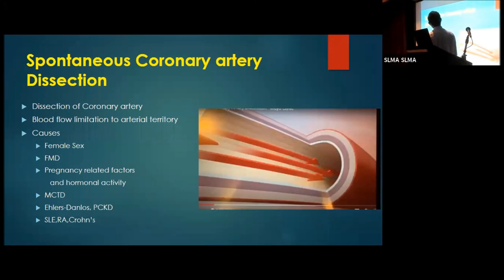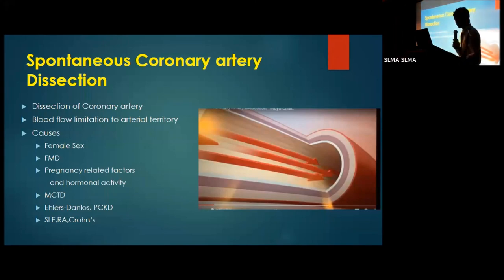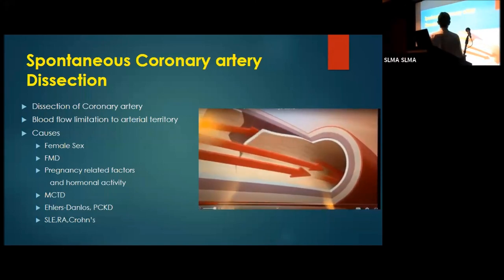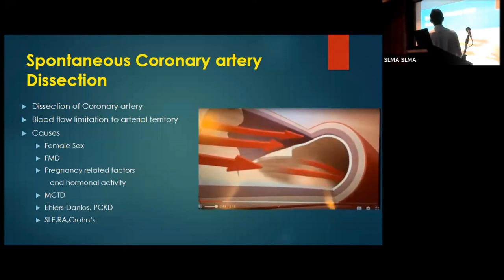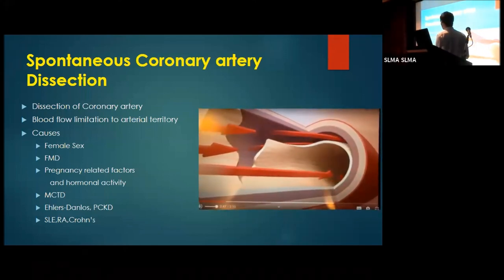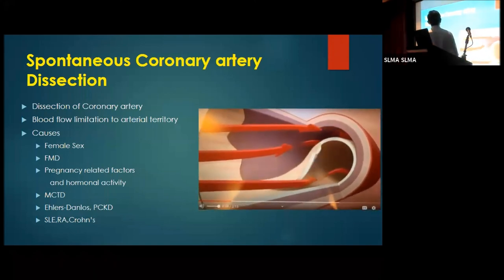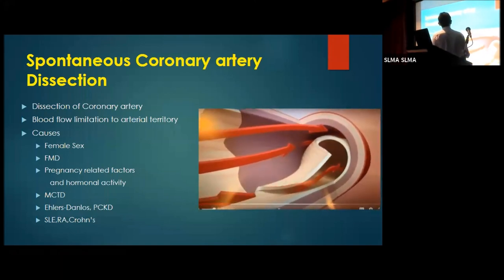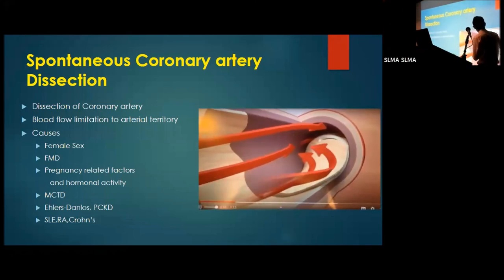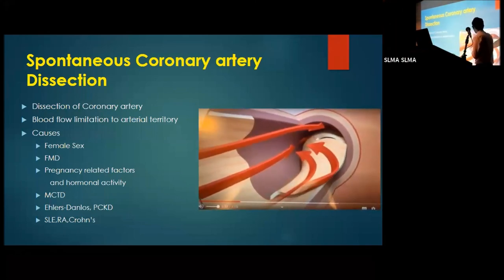So before concluding my presentation, I would like to talk about an interesting entity called spontaneous coronary dissection. This is also, I would say, rarely encountered. Five, six patients we have encountered over the last 2 years. In this condition, there will be laminar flow in the coronary artery, as well as a tearing of the intima, and there will be blood inside that lumen, and a false lumen is created. The true lumen is now totally occluded, and there is a false lumen.